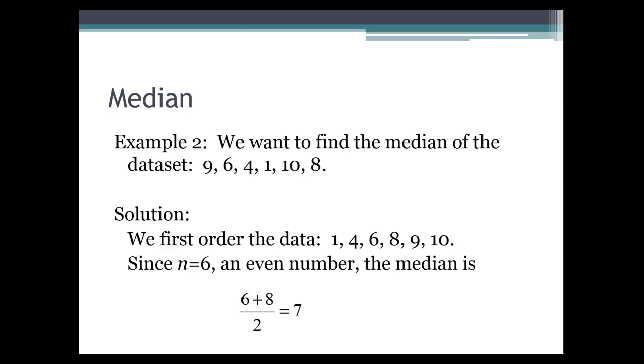Here's another example of the median. We put this data in order from least to greatest. We take the middle two numbers because this is an even number of data points. We take the mean of 6 and 8 and we get 7, so that's the median.